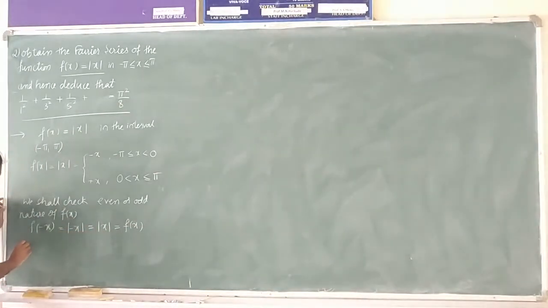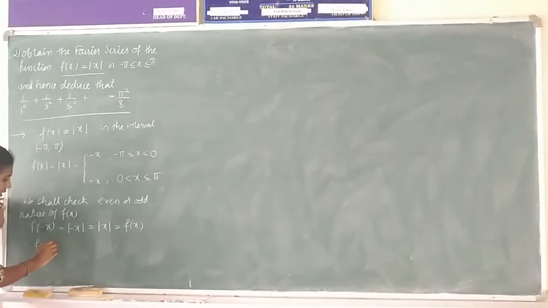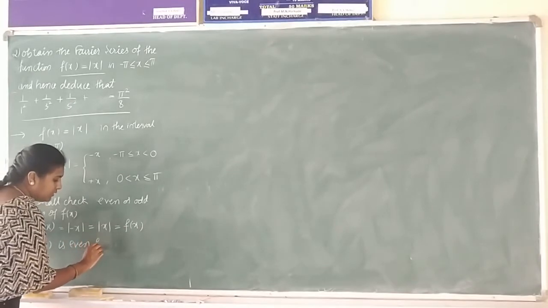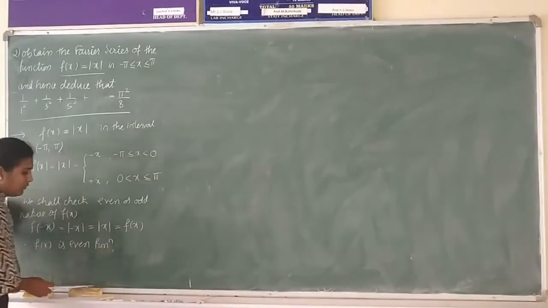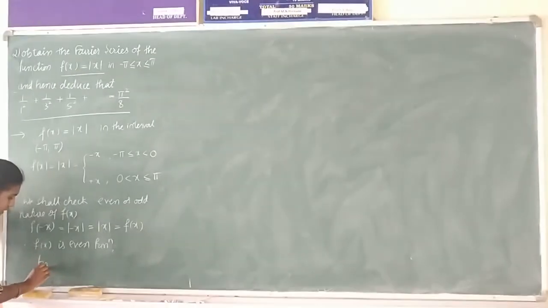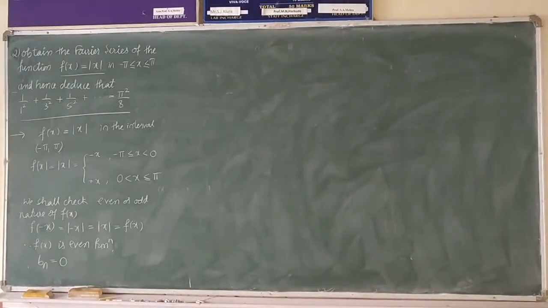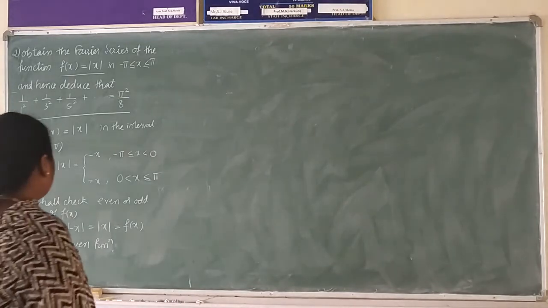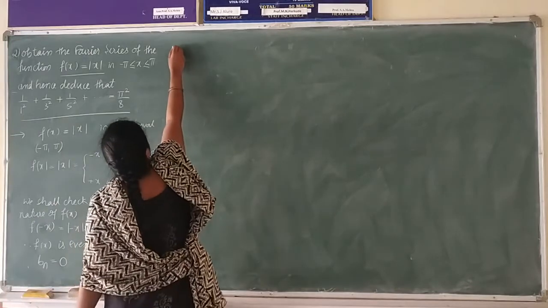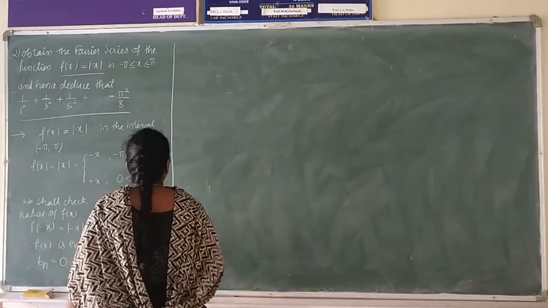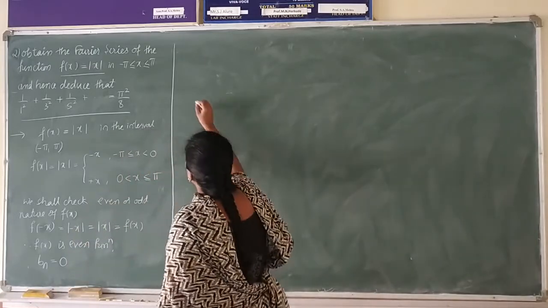Therefore, f of x is an even function, meaning it has even nature. Since f of x is an even function, the Fourier coefficient bn becomes 0. Now it is an even function. We need to find a0 and an. Let us find a0 first.